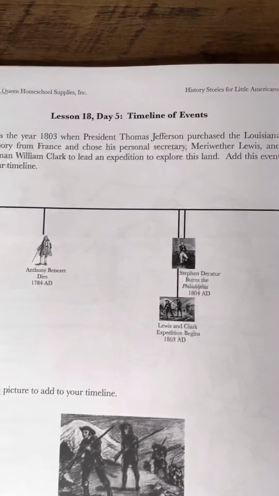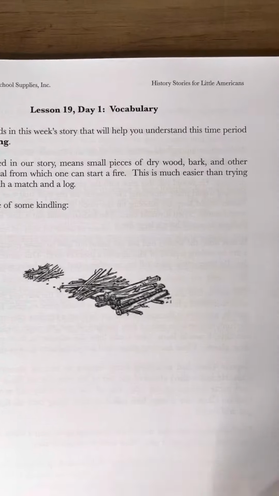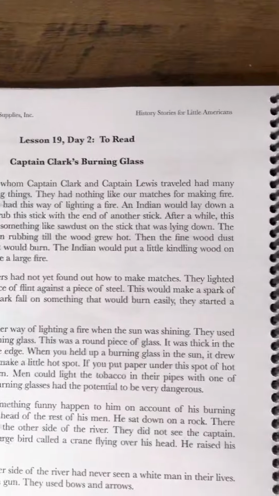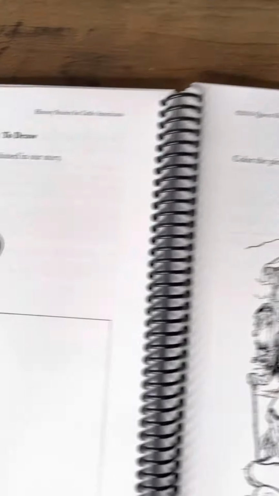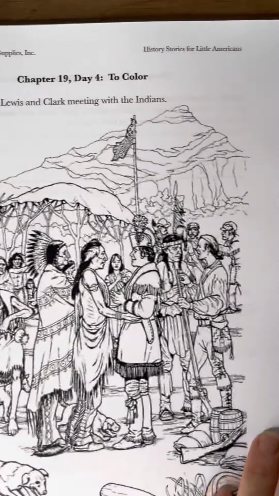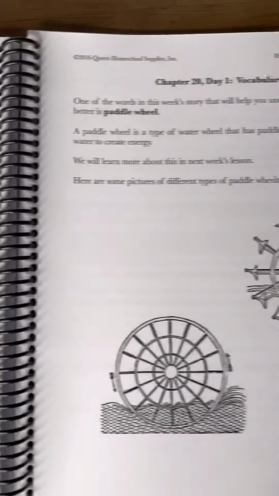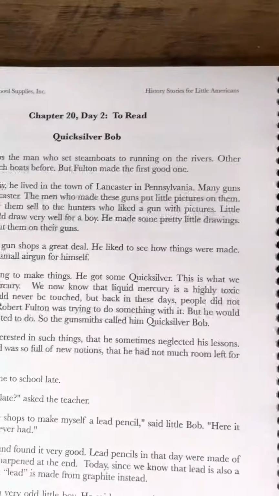So as you can see, the book continues through vocabulary on Monday, story on Tuesday, drawing on Wednesday, coloring on Thursday, and the timeline on Friday. And you're going to see that all the way through. Okay, so very much the same format, just different events, different people, different vocabulary.